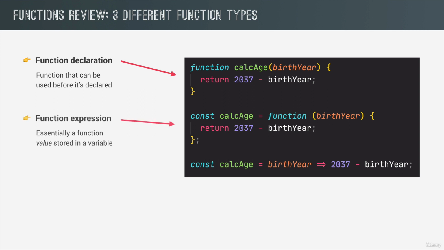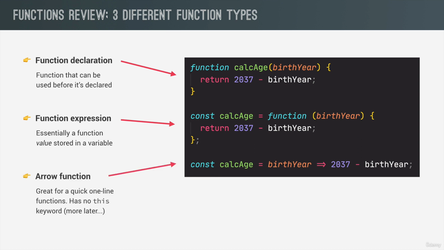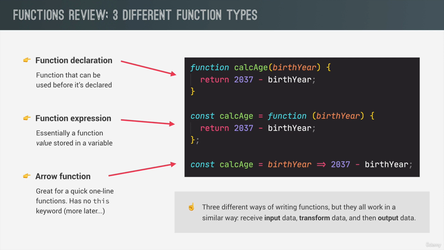Second, we have the function expressions, and they are essentially function values that are stored in a variable. And finally, we have arrow functions that are in fact also function expressions, but special ones. And these are great for quick one-line functions where we don't need to explicitly use the return keyword and no curly braces either. I also said that this one has no this keyword, but more about that in one of the future lectures. Now, what's important to note here is that these are three different ways of writing functions, but they all work in a similar way.